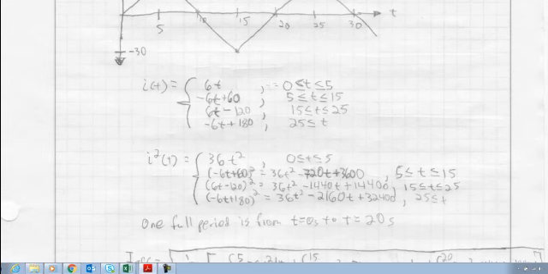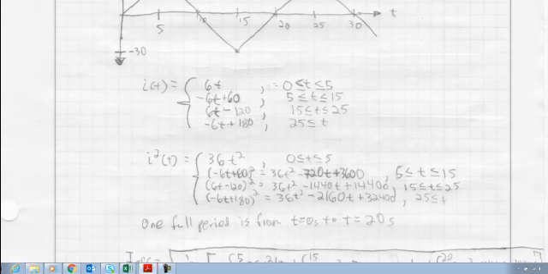So all we need to do is just take each of these individual values for I of t and square them. So within the same interval, we just take 6t, square that, that's the easy one, that's 36t squared. Then we're going to square the quantity negative 6t plus 60, and so that works out to what you see here. Take the quantity 6t minus 120 and square it, and the quantity negative 6t plus 180 and square it.